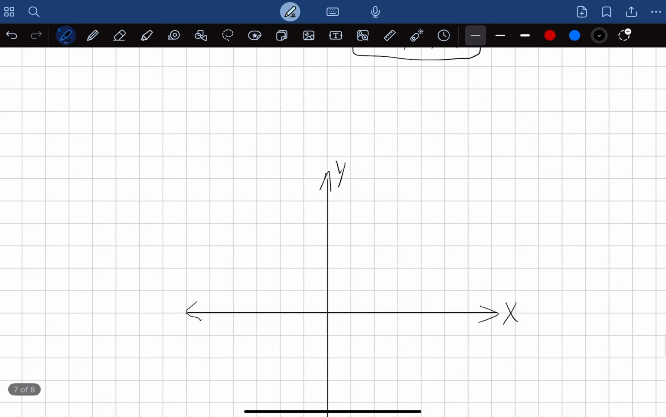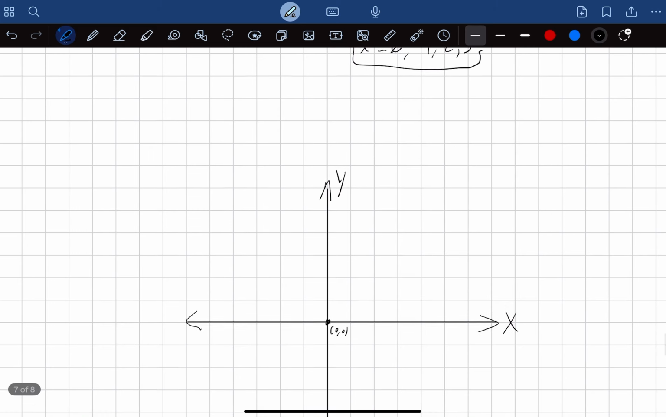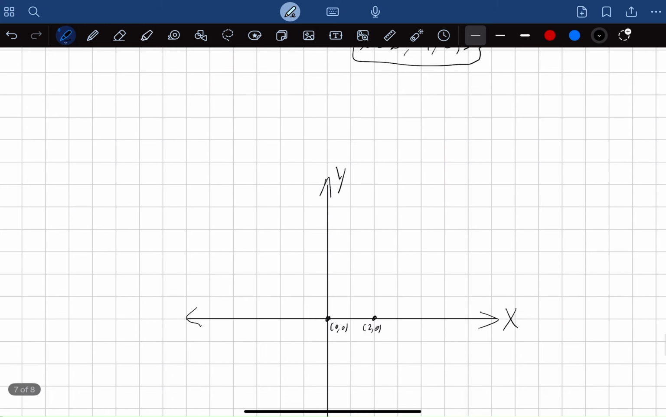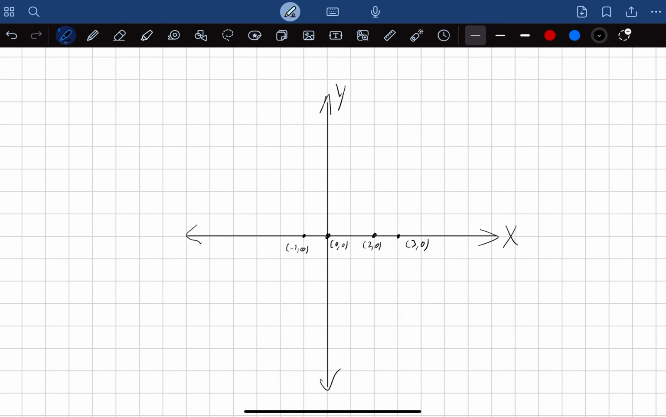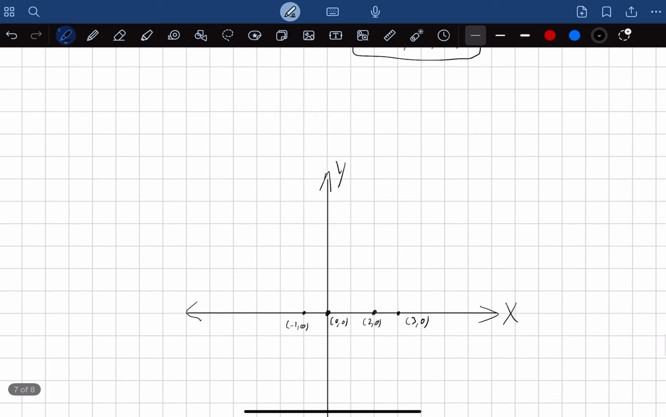So we're going to start here by going 0, 0 as a point. So this will be 0, comma 0. And then we finally have 2, comma 0. This will be 3, comma 0, negative 1, comma 0. And again, we don't have to write y-intercept because that is 0, and that's already covered by this point.